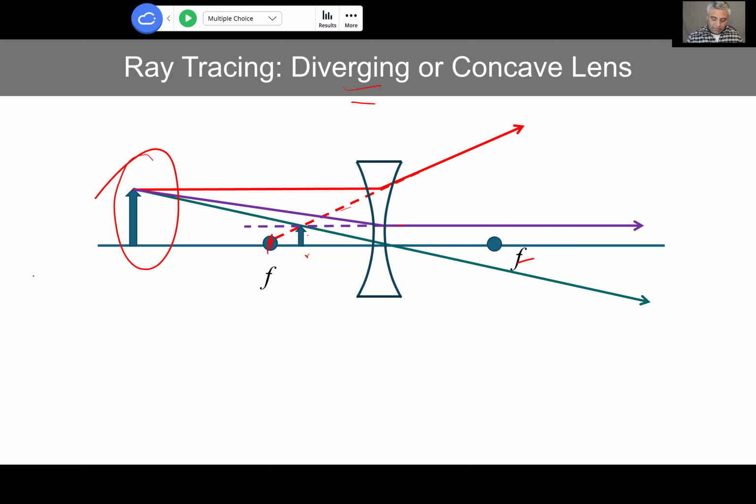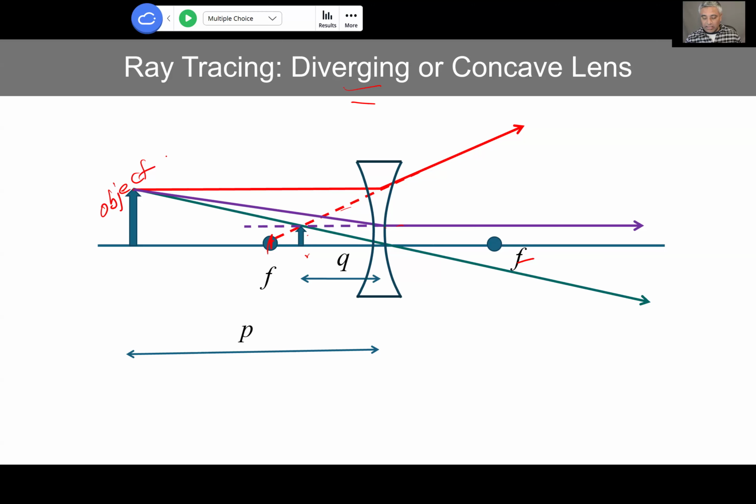So this is now the image distance. No, this is the object distance, right? So this was our object, this is our object distance. So that means this is going to be our image distance. Okay. So the focal point we already showed. So that's that. Okay. So this image is virtual. So this lens always makes a virtual, upright image.